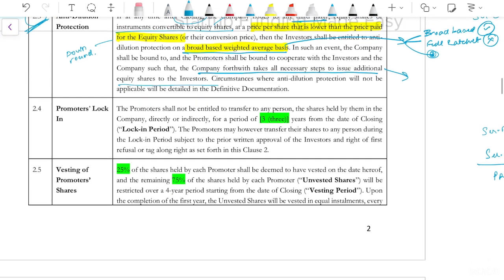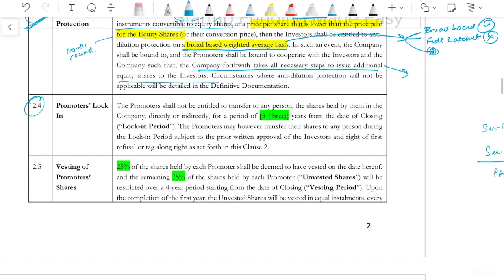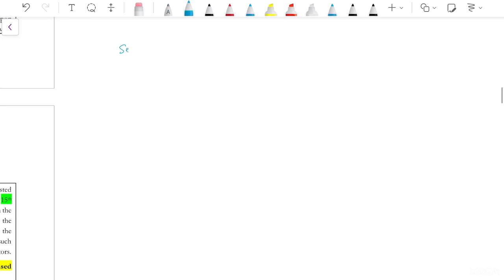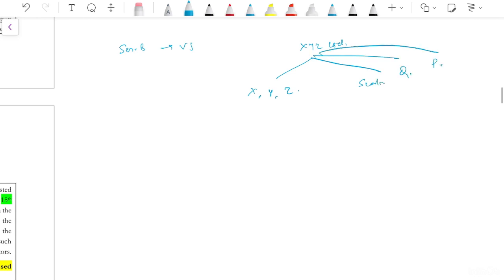Now let's go to the next clause, subclause 4 on promoter lock-in. Understand the point again. I am a Series B investor. I am investing into company XYZ Limited, where the promoters are Mr. X, Mr. Y, Mr. Z, right? Now I am investing in the company because of a couple of reasons. For example, the scale of the company, the quality of the company, the profitability of the company, as well as the promoter set.